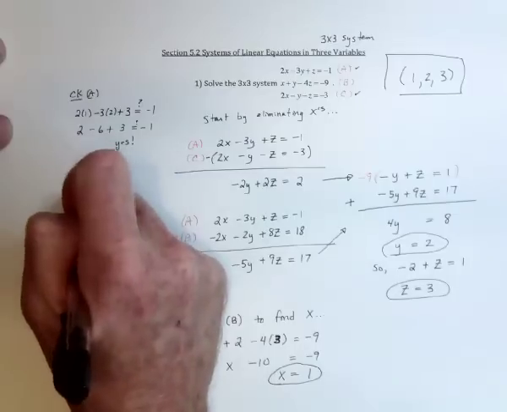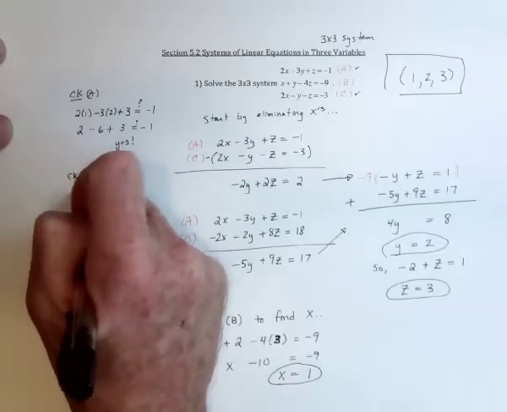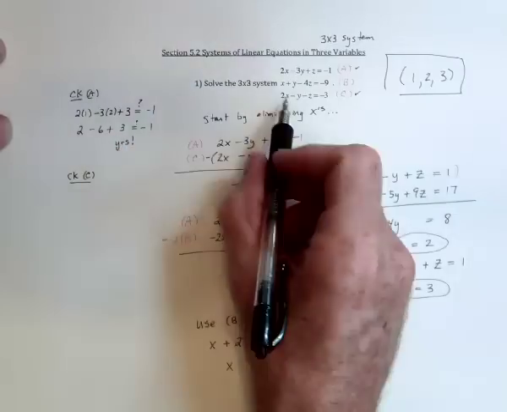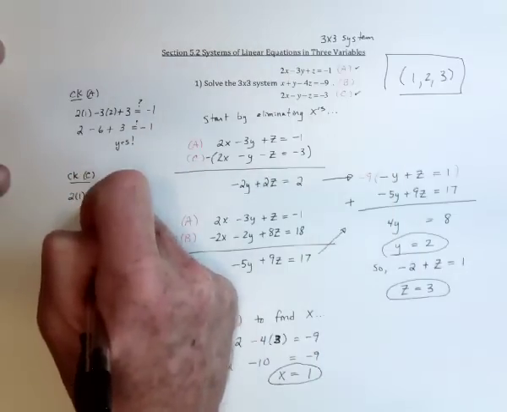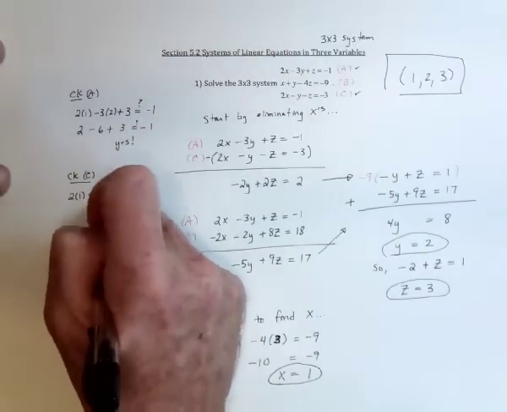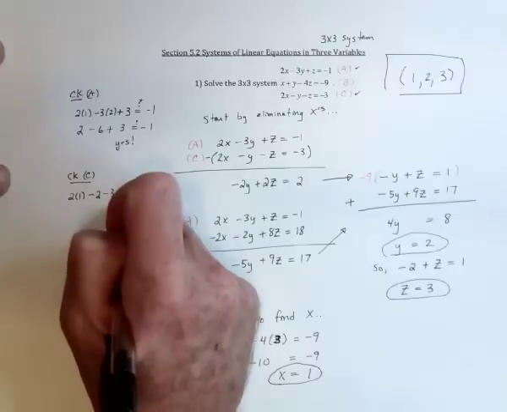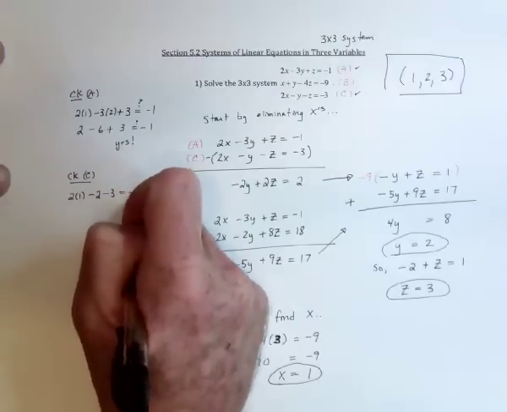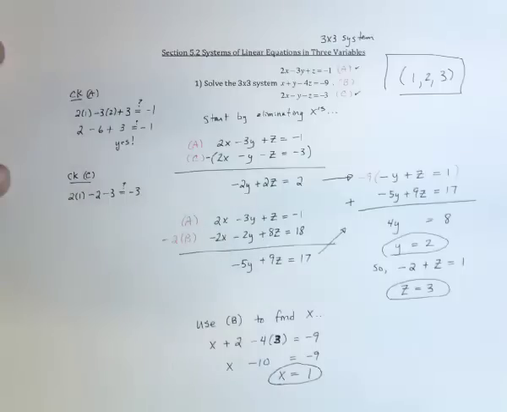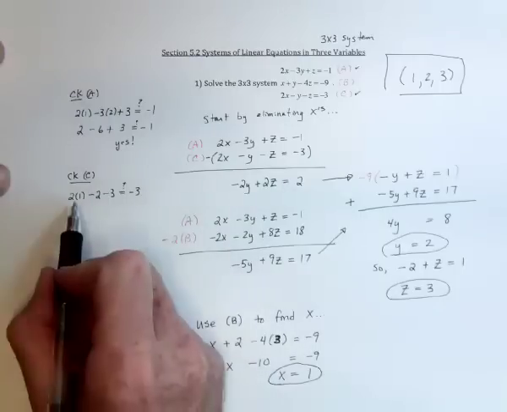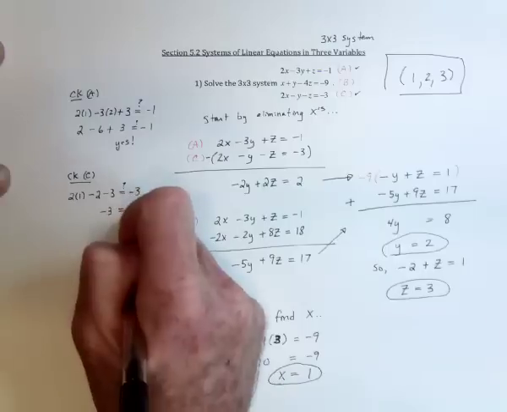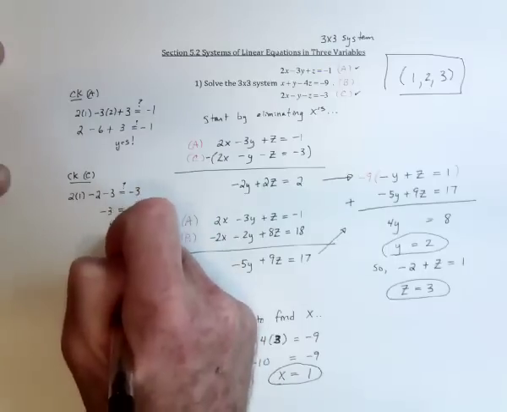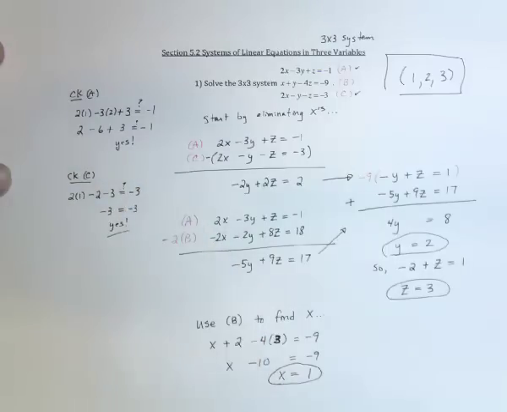And then also check on equation C that it works for this. So 2 times the x value minus the y value minus the z value. Does it equal -3? Well, this is going to be 2 minus 2, so that's 0. So it just leaves the -3 equal to the -3. Yes, it works. And so we have the solution 1, 2, 3.